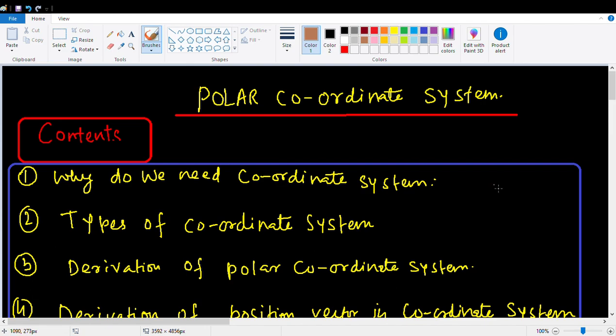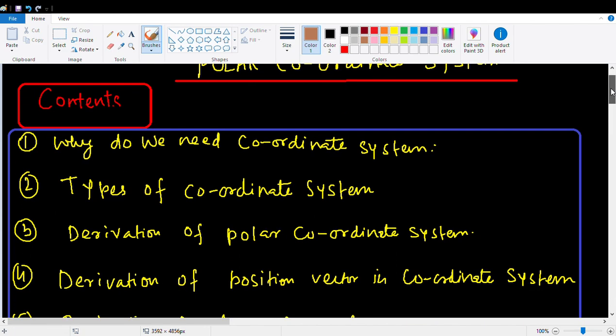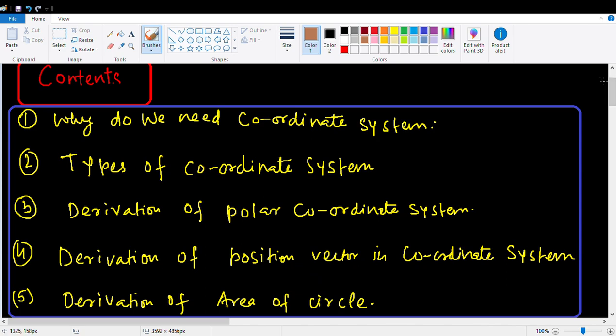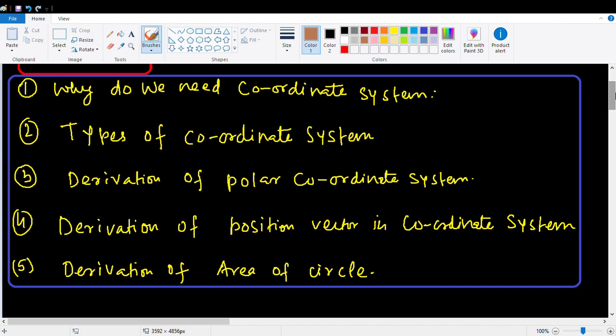Now, in this video, I am going to cover some of the contents which I am going to describe here. First, I am going to tell you why we need a coordinate system, and therefore I am going to describe what coordinate systems we are going to look at. Because this video is constrained, I am going to describe only the polar coordinate system. So I am going to derive the polar coordinate system, and then derive the position vector in the polar coordinate system, as well as show you how to find the area of a circle using the polar coordinate system.